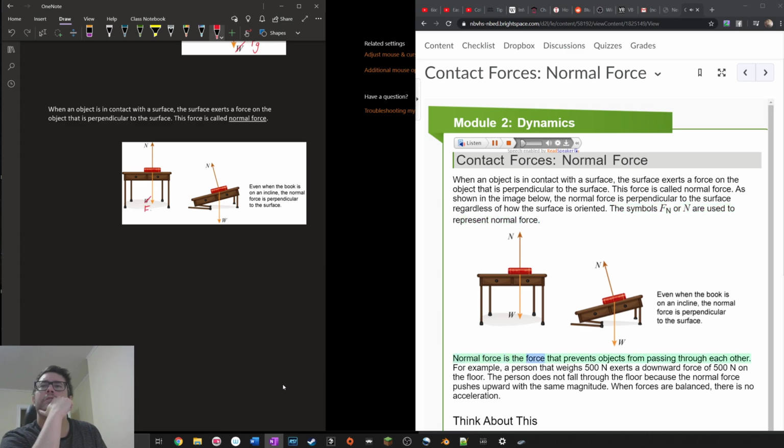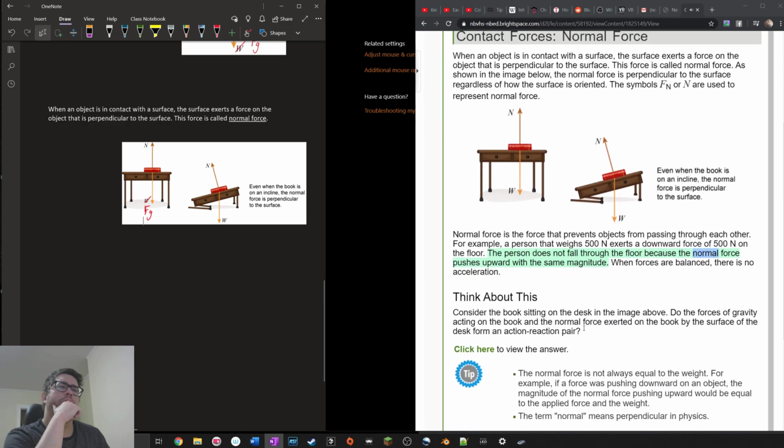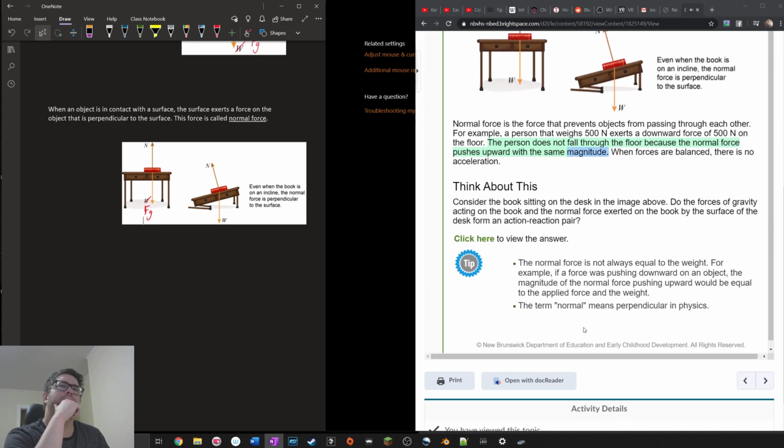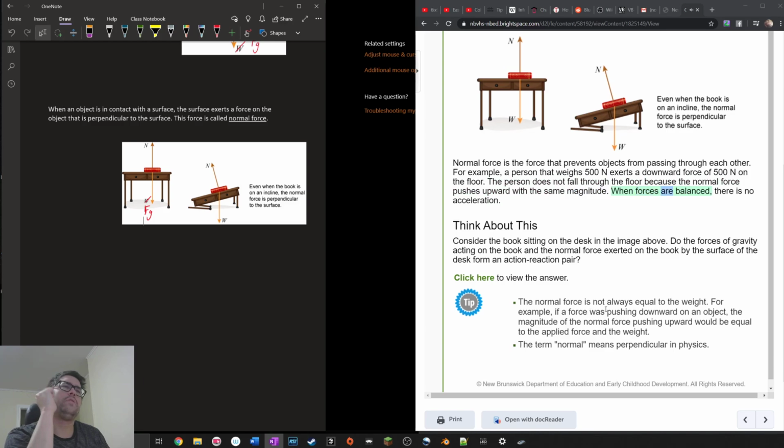Normal force is the force that prevents objects from passing through each other. For example, a person that weighs 500 N exerts a downward force of 500 N on the floor. The person does not fall through the floor because the normal force pushes upward with the same magnitude. When forces are balanced, there is no acceleration.